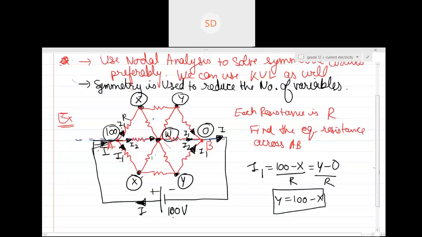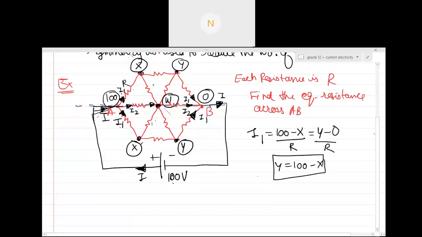Yes or no, guys? Did you use any Kirchhoff equation or anything to get this relation between y and x? No, you just used symmetry.